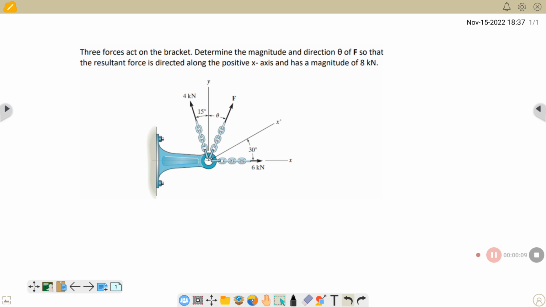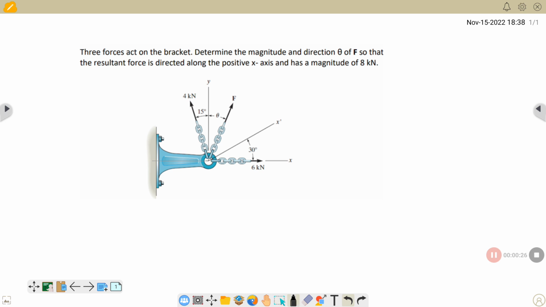We have this problem here. It states three forces act on a bracket. Determine the magnitude and direction theta of F such that the resultant force is directed along the positive x-axis and has a magnitude of 8 kilonewtons.